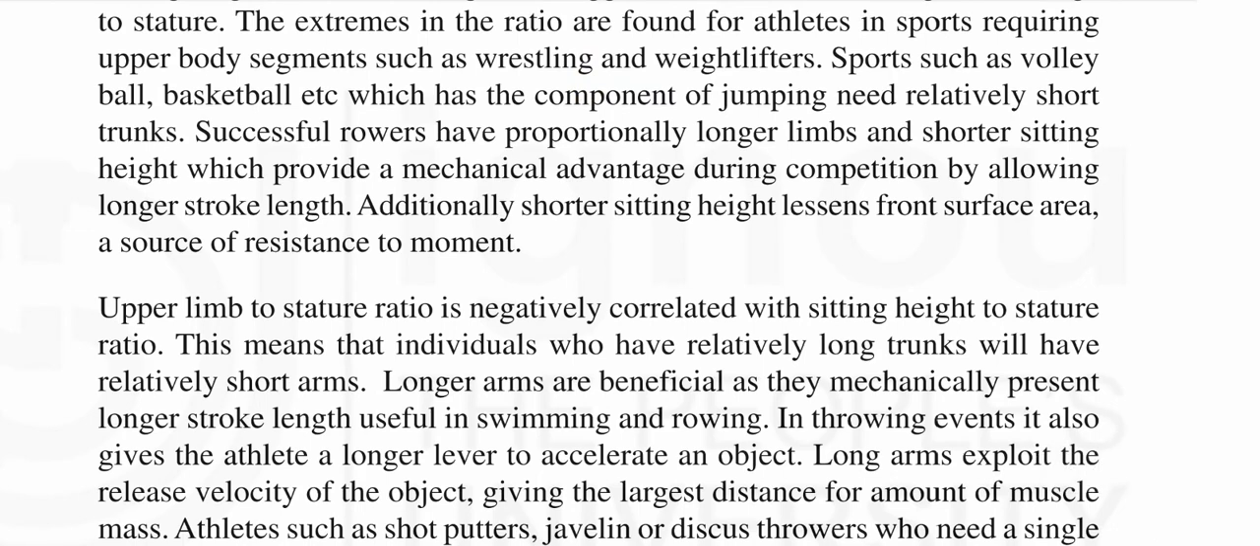Upper limb to stature ratio is negatively correlated with sitting height to stature ratio. This means that individuals who have relatively long trunks will have relatively short arms. Longer arms are beneficial as they mechanically present longer stroke lengths, useful in swimming and rowing. In throwing events, it also gives the athlete a longer lever to accelerate an object. Long arms exploit the release velocity of the object, giving the largest distance for the amount of muscle mass.